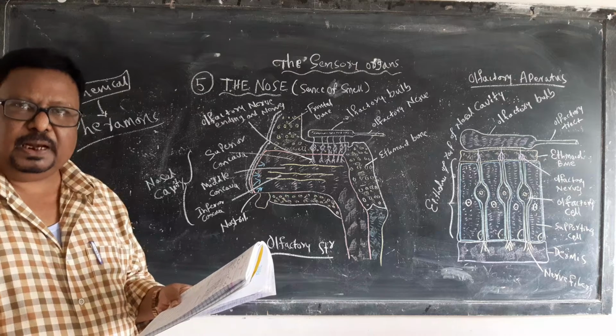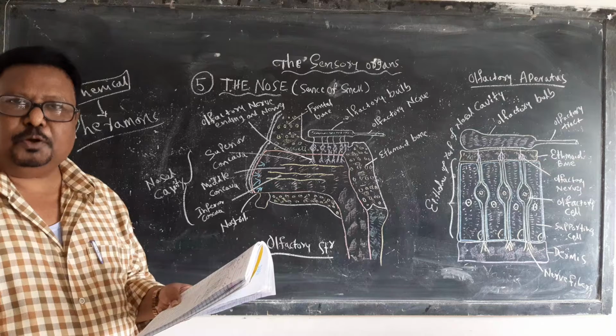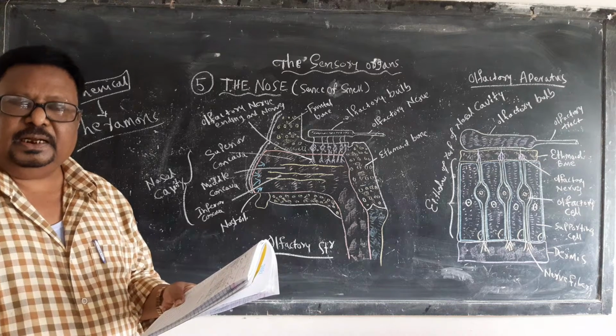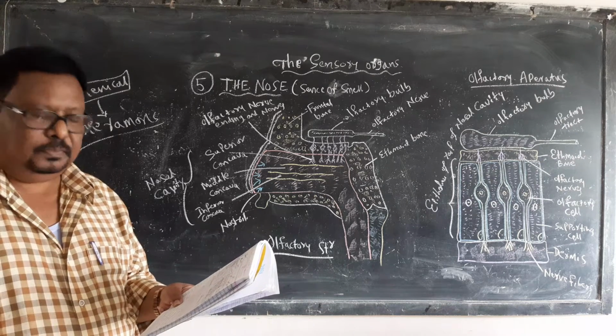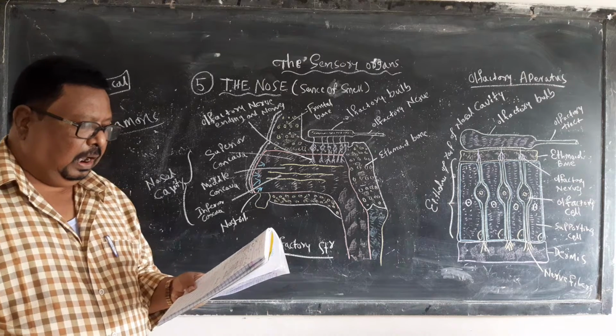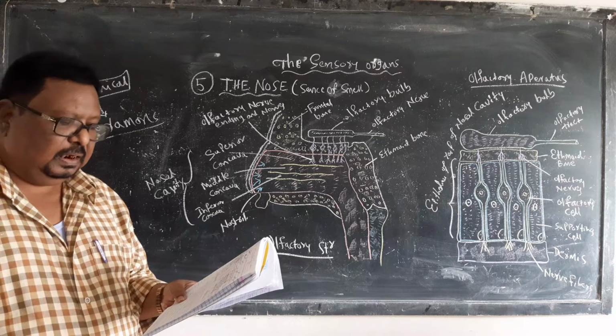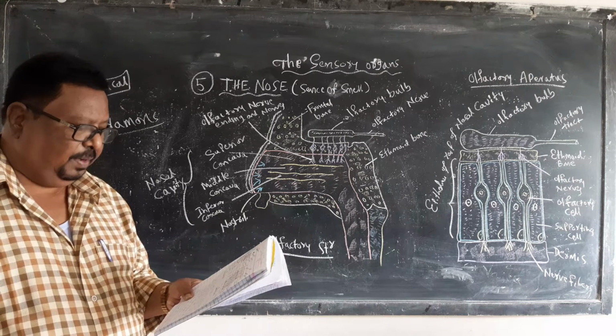So that smell is due to the pheromones or the chemicals which it produces, and it attracts the female. So the human sense of smell is less than other animals. It is less in human beings.